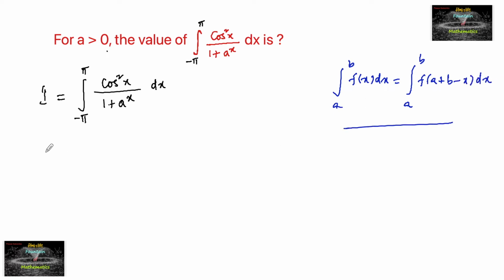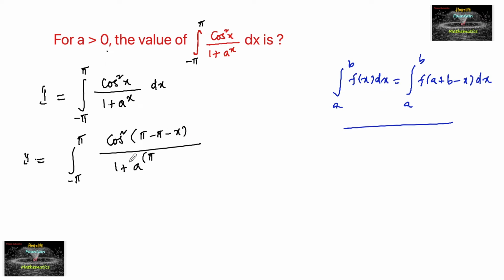Let's use this property here. So we can write I is equal to the integral from minus pi to plus pi. Here in place of x we have to substitute a plus b minus x, that is cos square of pi plus of minus pi, that is pi minus pi minus x, upon 1 plus a to the power of pi plus of minus pi minus x dx. So I is equal to the integral from minus pi to plus pi of cos square of minus x upon 1 plus a to the power of minus x.